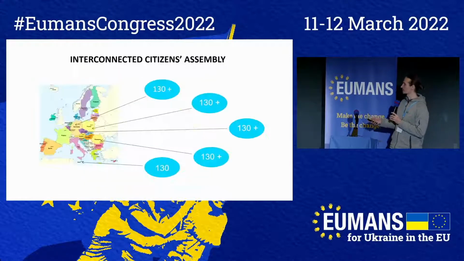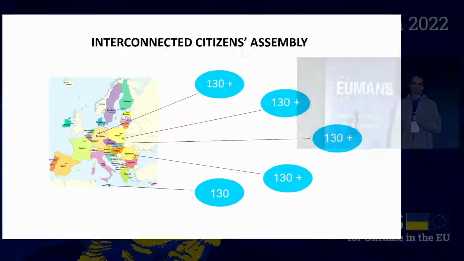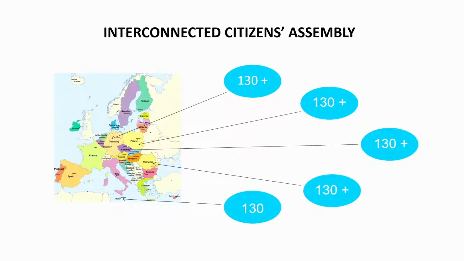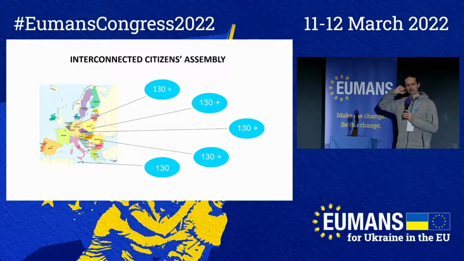So first of all, I would not imagine one group of people. I would rather say that there should be national level citizens assemblies in all member states with a size of at least 130, and I will explain where this number comes from. So definitely Germany should be larger. Poland should be larger. I didn't make the calculations, they are irrelevant for this presentation.